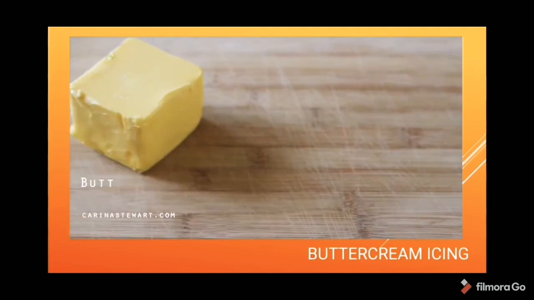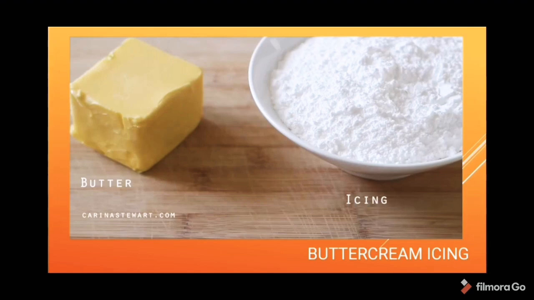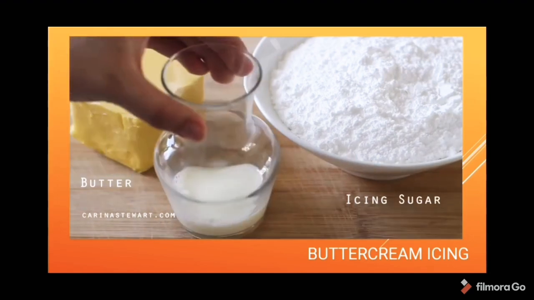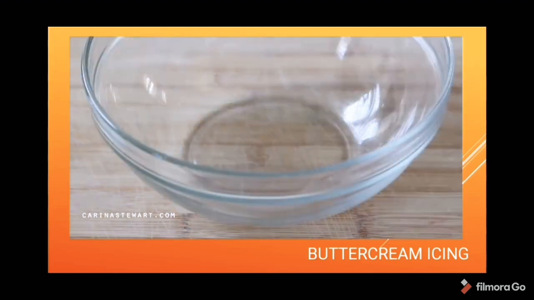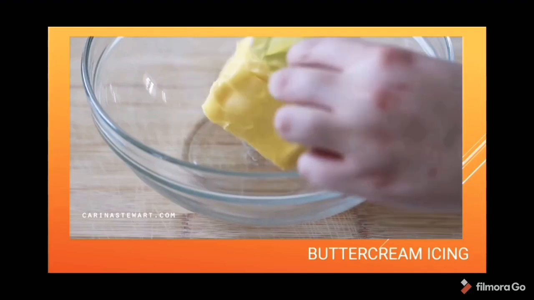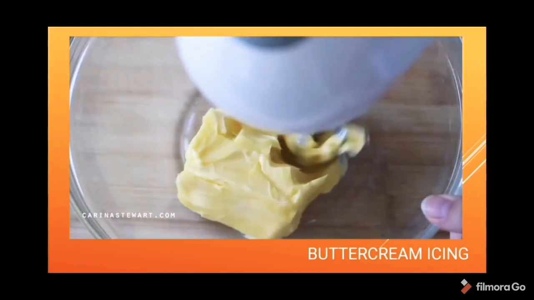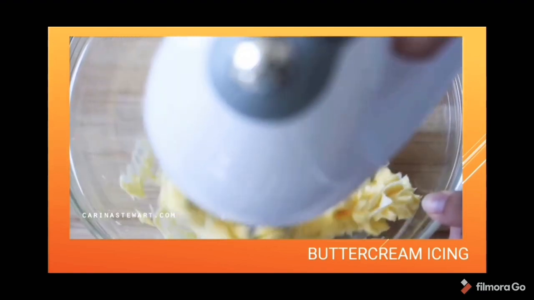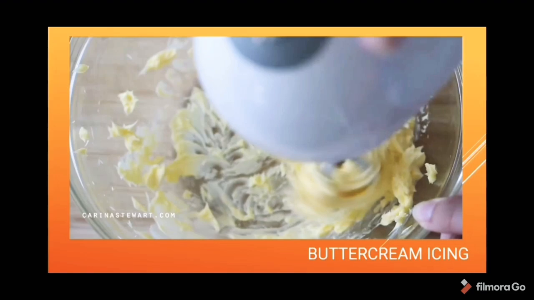For basic buttercream, there are 3 ingredients you will need: room temperature butter, sifted icing sugar, and lastly milk. I'll have the quantities in the information box and a printable recipe on my website. Start off by adding the butter to a medium-sized mixing bowl or to a stand mixer. You will need to use some sort of electrical mixer to make this buttercream, as doing this by hand isn't really an option. Start to beat the butter.